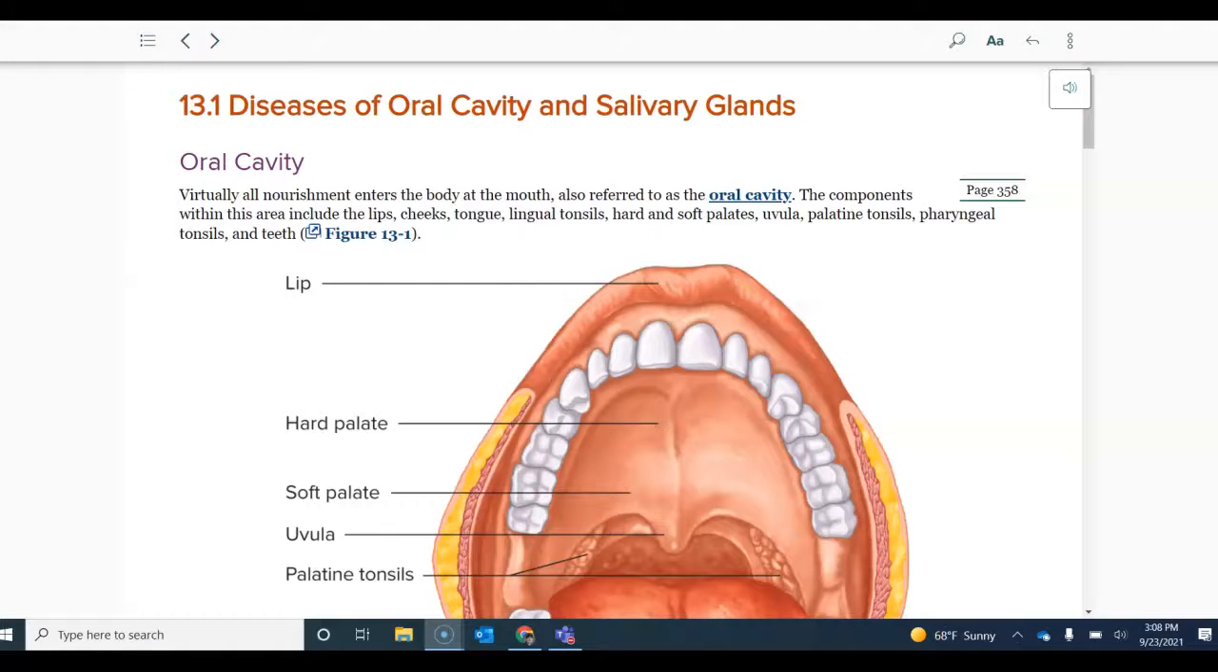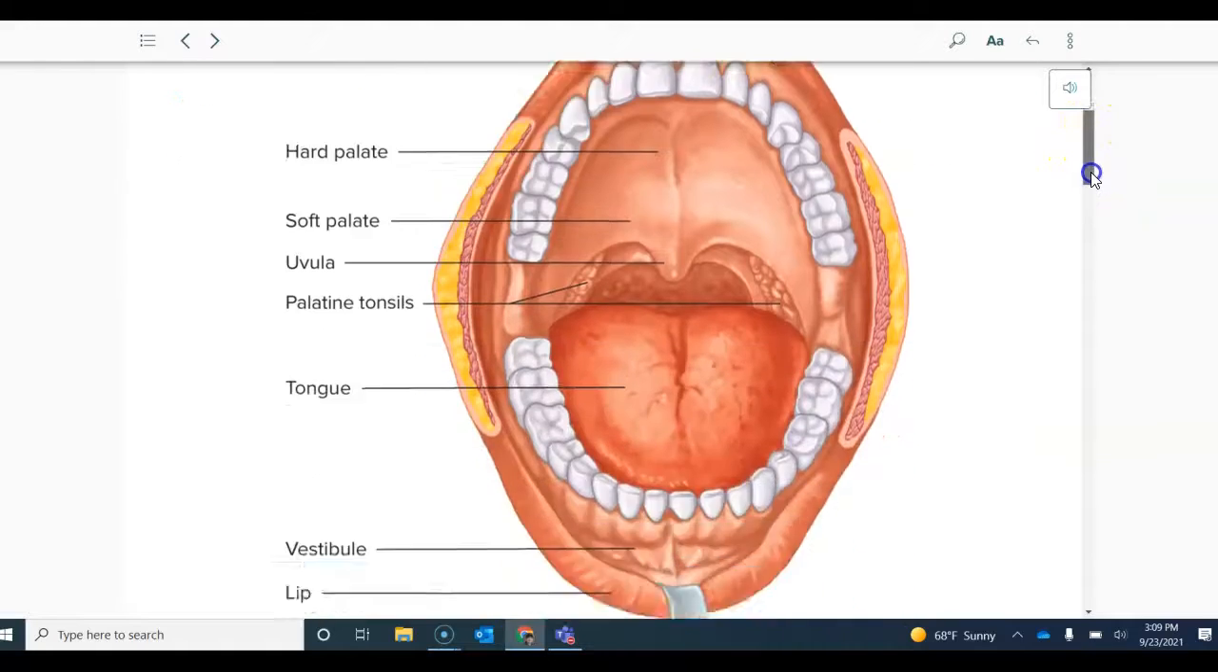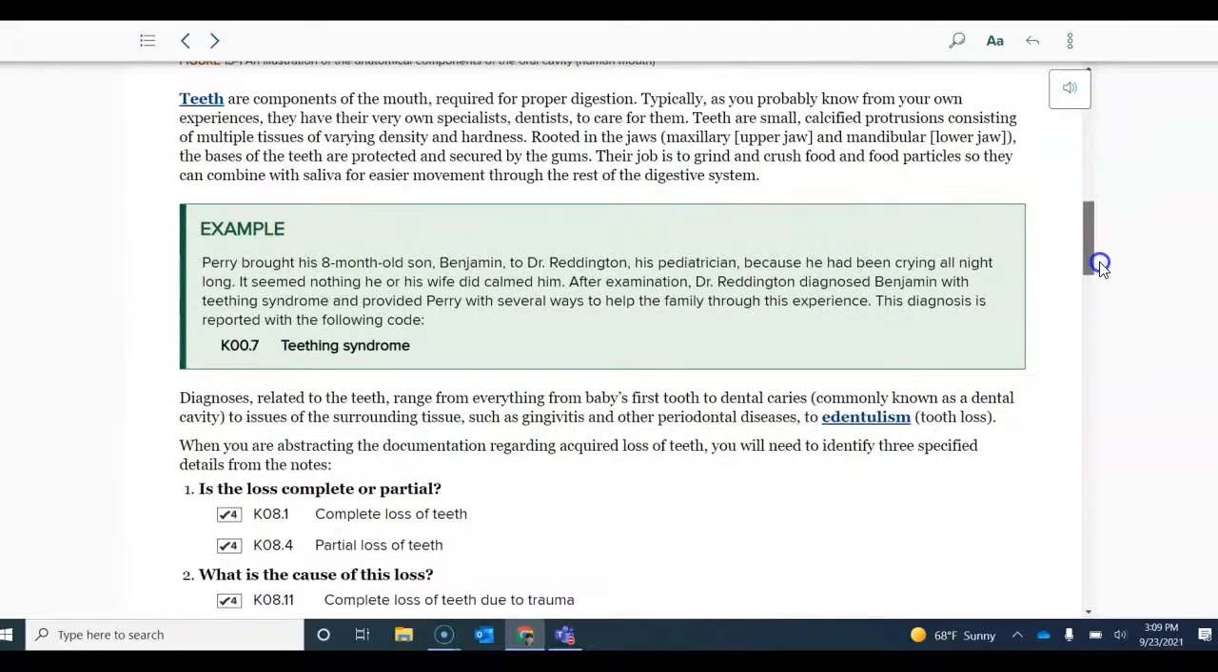Hi Coders, this video is on chapter 13, which is digestive. Since the digestive system essentially starts with the mouth or the oral cavity, there could be some diagnoses as far as teeth, etc. Okay, so you might see those. These are all going to be K codes.